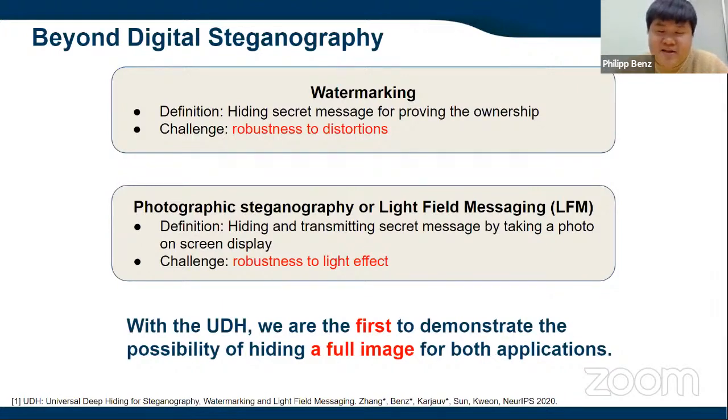So then we try to extend it for two other applications. One is called watermarking, and another one is called photographic steganography, which is also called light field messaging. So let's look at the first application first, watermarking. The definition is to say we hide some secret message in the image, for example, for proving the ownership.